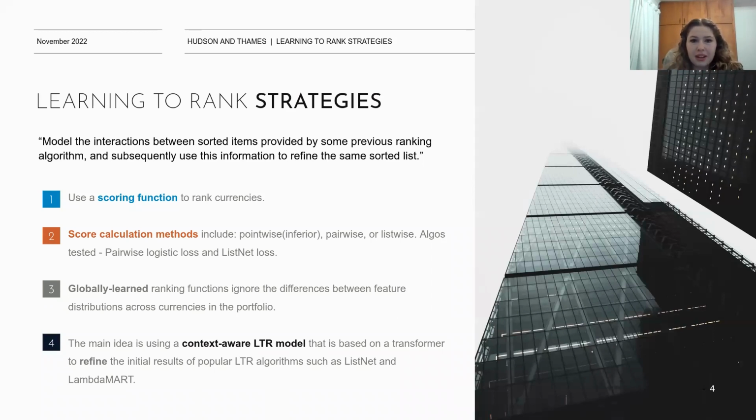So the main idea is we have our original model, things like a ListNet or a LambdaMART. We rank our currencies in this case, and then we use the context-aware model to refine those scores. Then we still select our top and our bottom decile, and then we construct our portfolio.